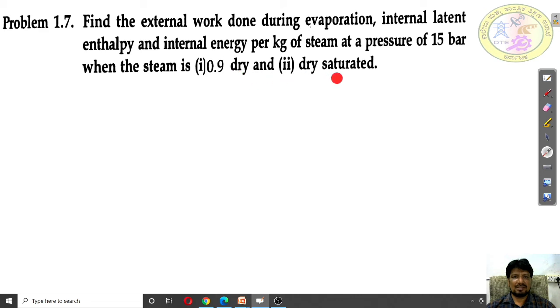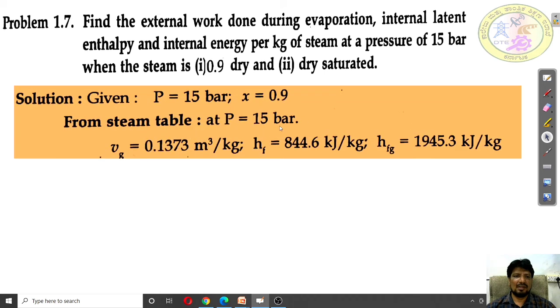Second one, again, when it is dry saturated: you first calculate the external work done during the dry steam, then the internal latent enthalpy when it is dry saturated. Then the third one is again the internal energy for the dry saturated steam. So how to calculate this? First, note down all the given values. The pressure value is given as 15 bar. Then the dryness fraction, first condition, is 0.9, that is 90%.